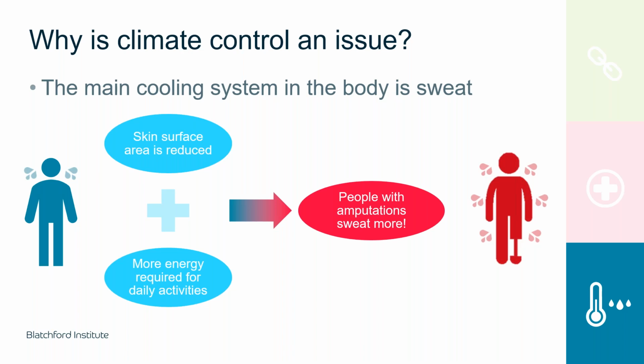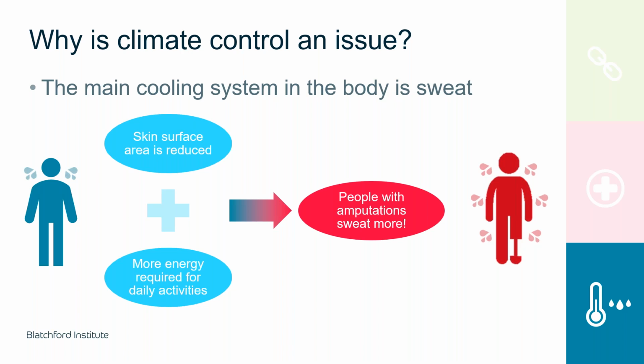Generally, people with amputation exert more energy than able-bodied individuals performing the same task. This increase can actually be anywhere between 10 to 40% for a unilateral transtibial amputation. This means that they get warmer, so the body sweats in order to cool itself. But the body is already sweating more because of the reduced surface area.